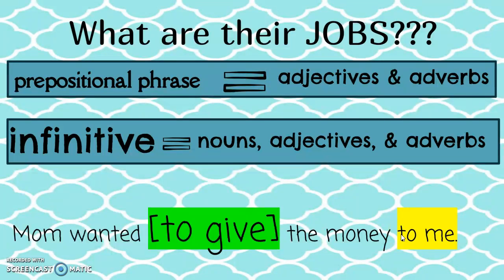So I want you to highlight it. And then if we see to again, I want to look, does it have a noun or a pronoun after it, or does it have a verb? To give. To give is an action, so it's an infinitive. So we're going to put brackets around it.